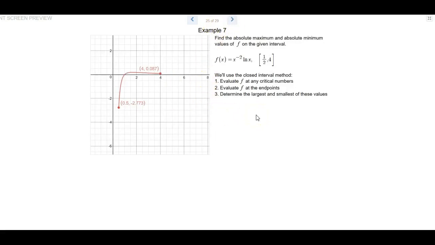In example 7, we're supposed to find the absolute maximum and absolute minimum values of this function. So notice that this is really telling us to use the extreme value theorem. We're finding absolute max and mins, and we have a closed interval. This is a continuous function on that interval, so we can use the extreme value theorem. So we're first going to find the critical numbers and evaluate the function there. We'll evaluate the function at the endpoints, and then we'll compare them.